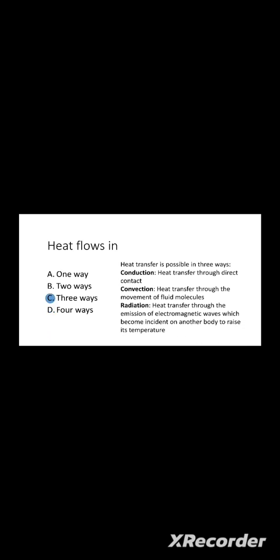The next question is, heat flows in how many ways? And the correct answer would be 3 ways. Heat transfer may be possible in these 3 ways, namely conduction, convection and radiation. Conduction is the heat transfer through direct contact, where a hotter body transfers its heat to the colder one. In convection, heat transfer becomes possible through the movement of fluids. For example, our body regulates its temperature through the circulation of blood, which is a fluid.